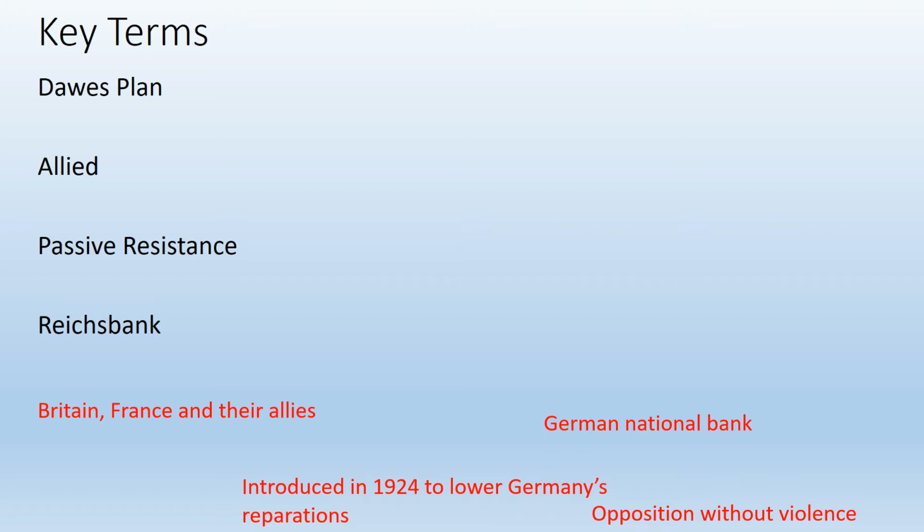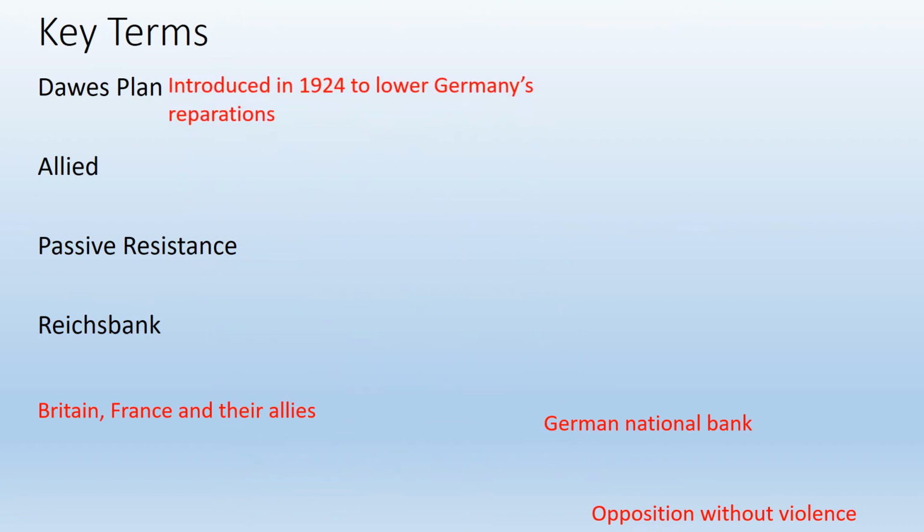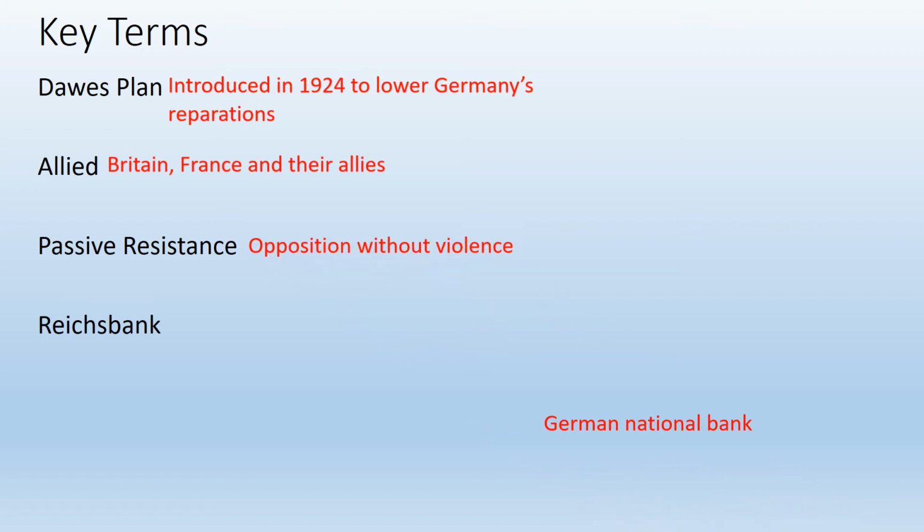So our first point, Dawes Plan. This was introduced in 1924 to lower Germany's overall reparations. Allied means Britain, France, and their allies. Passive resistance, this was an example of what happened in the Ruhr, opposition without violence. And the Reichsbank is the German National Bank.